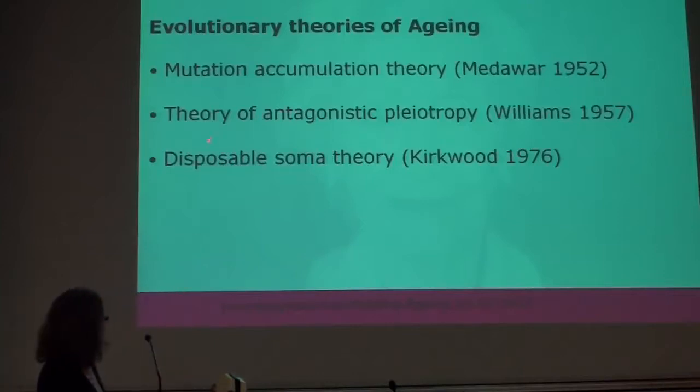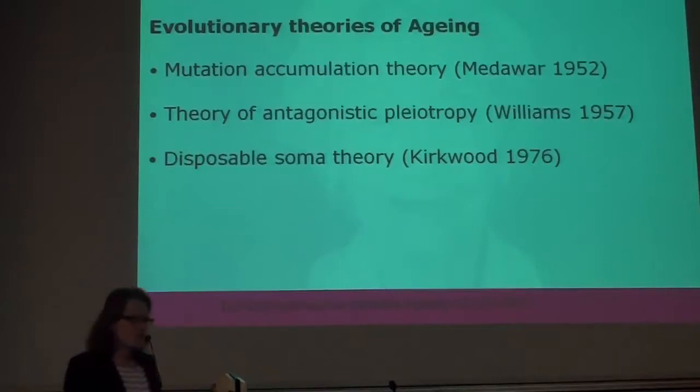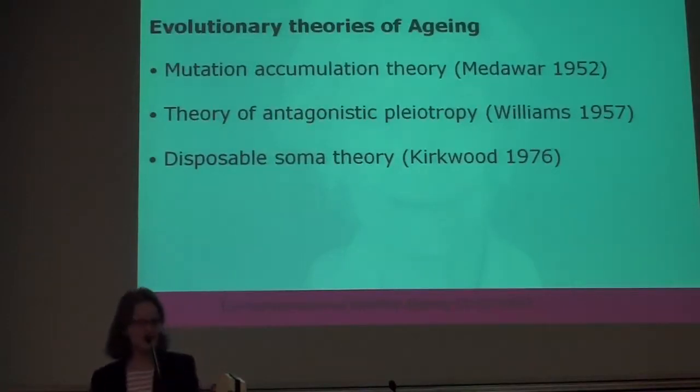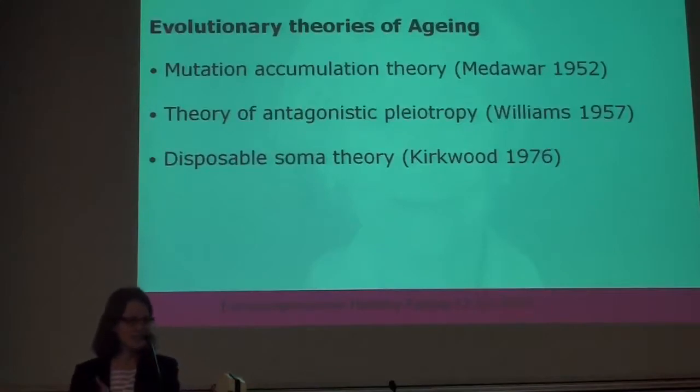Well, a second theory said that it's not so much the lack of selection against those deleterious genes, but more the fact that we have been selected for genes that confer an advantage early in life, and those genes may actually, when they are expressed later in life, have deleterious late-life consequences.